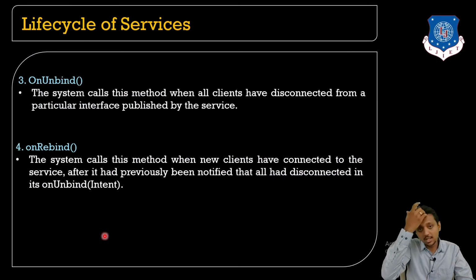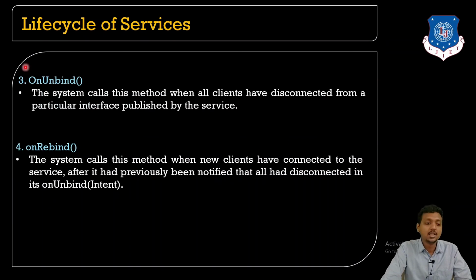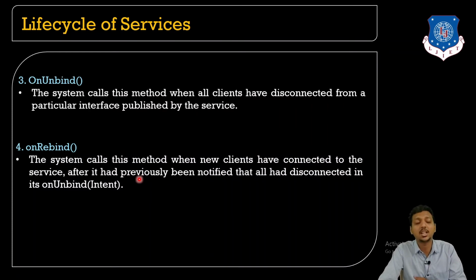Next, we can say unbind and rebind. So students, the unbind method is called when all clients have disconnected from the particular interface published by the service. See, the unbind is called when each and every client has disconnected. Then rebind, that means when a new client wants to connect to the service after it was previously notified that all had disconnected in the unbind. That means after unbinding, if any other client wants to bind again, then the onRebind method is called.